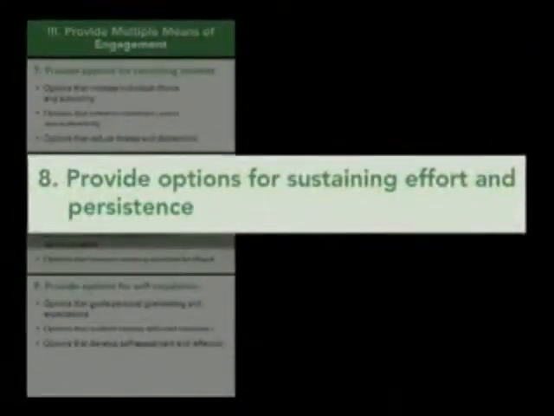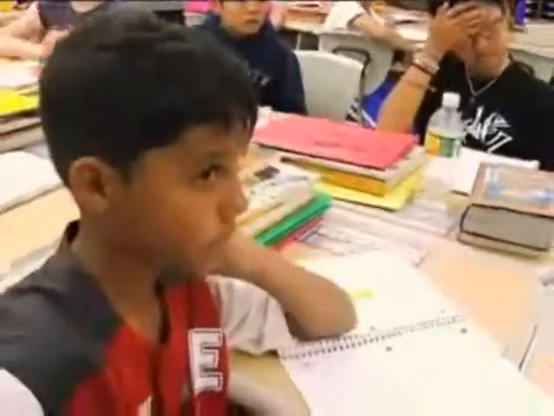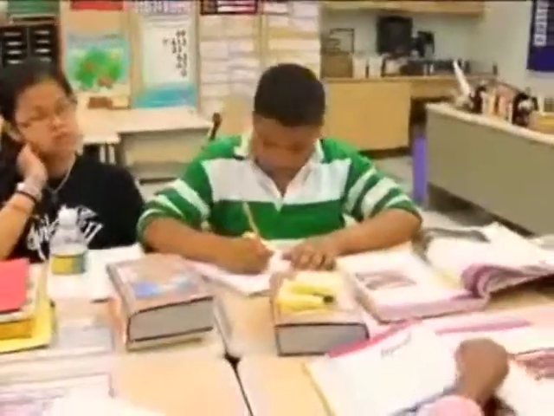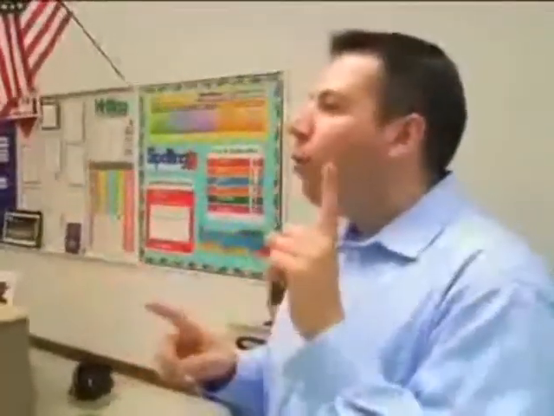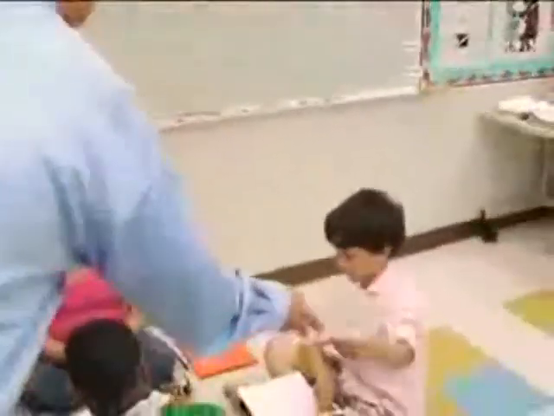A second guideline within the engagement principle is to provide options for sustaining effort and persistence. Once a student's interest has been recruited, that's an important startup. But the hard part often is to sustain the effort and persistence that real learning, deep, transformative learning requires. And many classrooms are set up poorly for some students to sustain that effort and persistence. So the second guideline is about what are the options we can build into a learning environment that would help students who have difficulty in sustaining those.